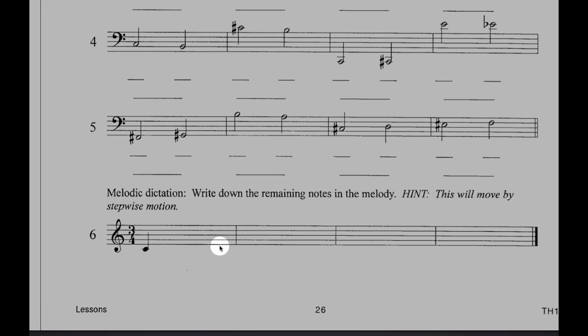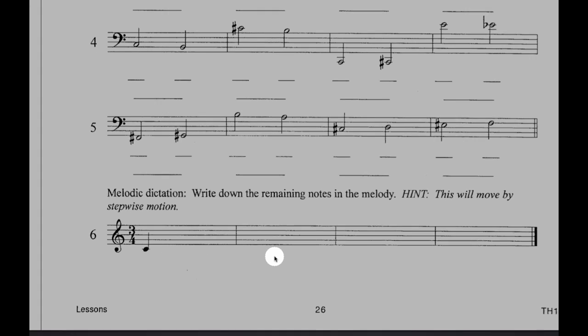Melodic dictation. We'll do this in class. Write down the remaining notes in the melody. So I'm going to actually play pitches now on the piano and not just rhythms, and you're going to write the right pitch as well as the right rhythm down.